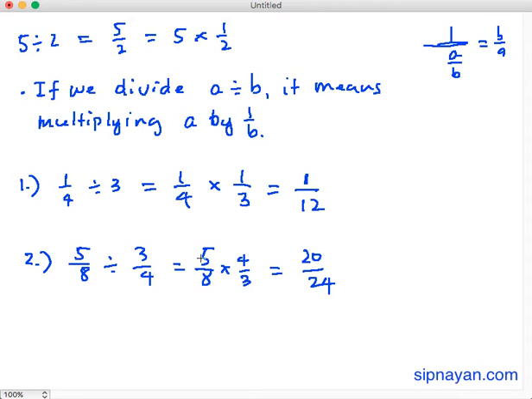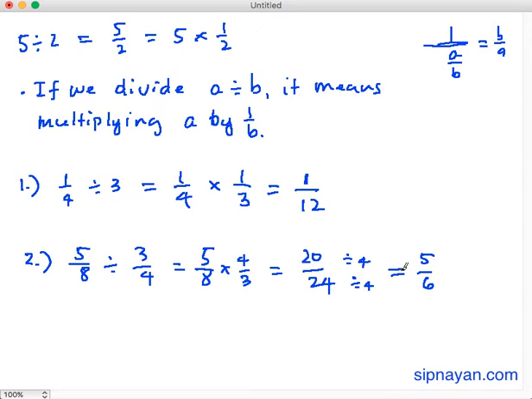Okay? So, nagets ninyo? Pag fraction, yung ating divisor, babaliktarin nyo lang siya. 3 over 4, babaliktarin nyo yung number sa numerator and denominator. And then, yung division magiging multiplication, and then, you multiply. Kaya siya 20 over 24. Now, 20 over 24 is not in lowest terms. So, pwede tayo mag-divide ng 4. That becomes 5 over 6. So, ito na yung sagot natin.